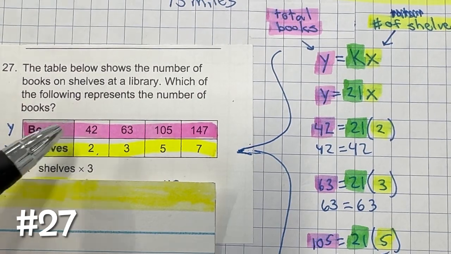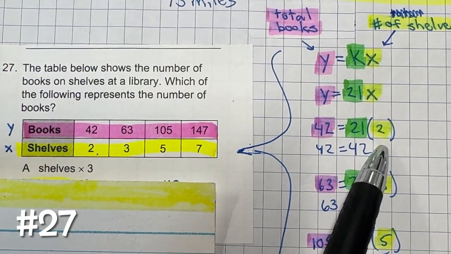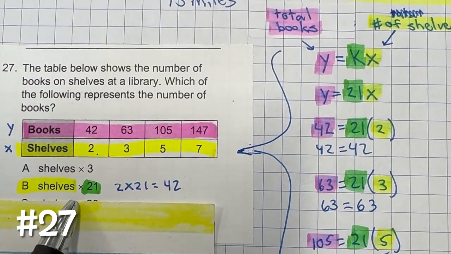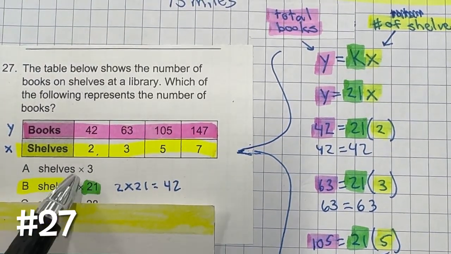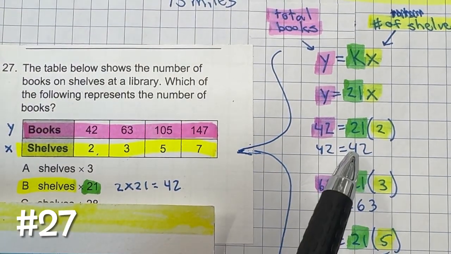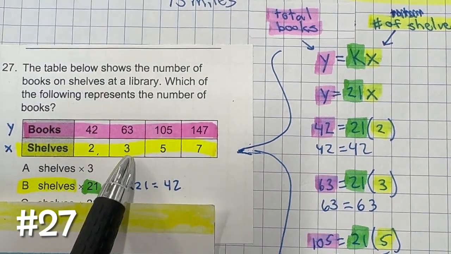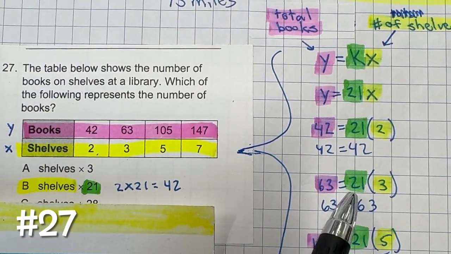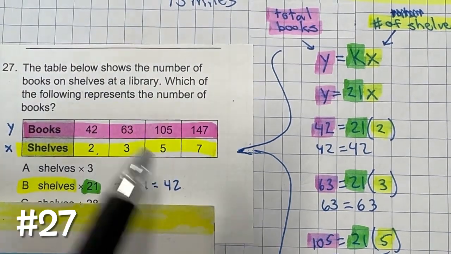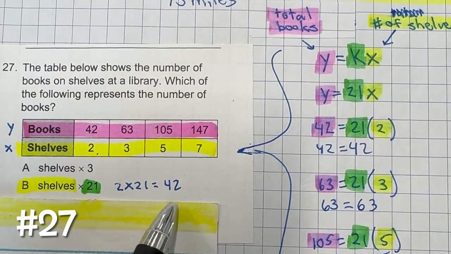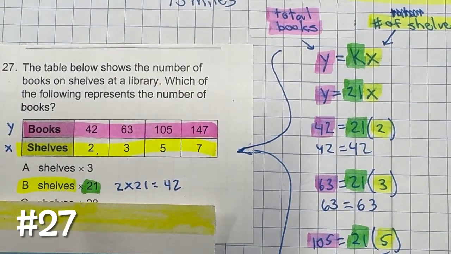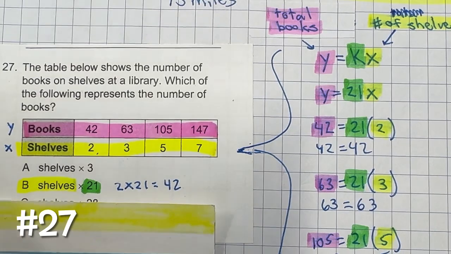No. If we do 2 for number of shelves, that doesn't work. If we do 21 times the number of shelves, so if we do 2 times 21, that equals 42. If we try 3 times 21, that equals 63. 5 times 21 equals 105. And 7 multiplied by 21 will equal 147. So B is going to be correct.